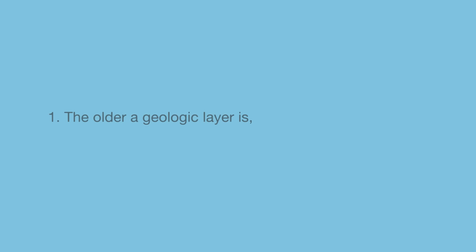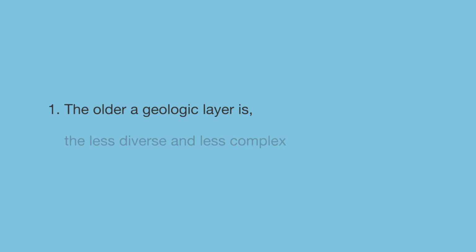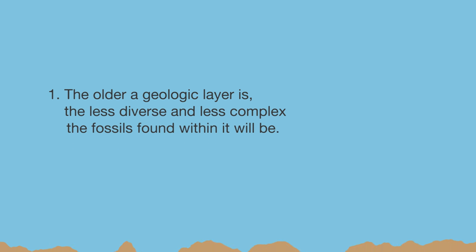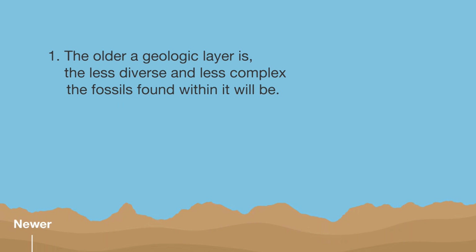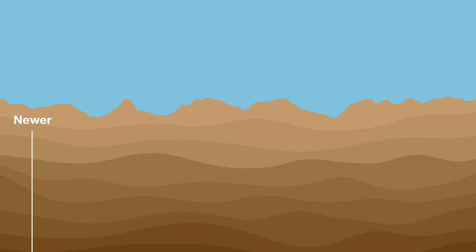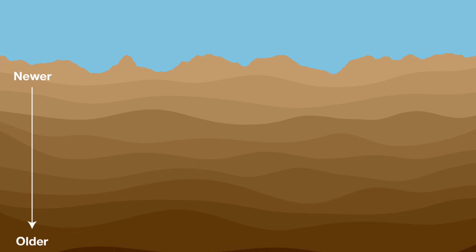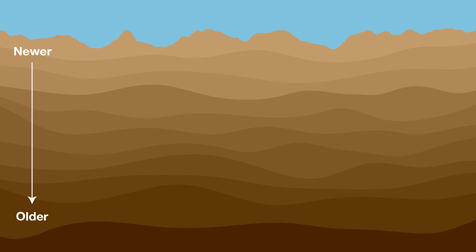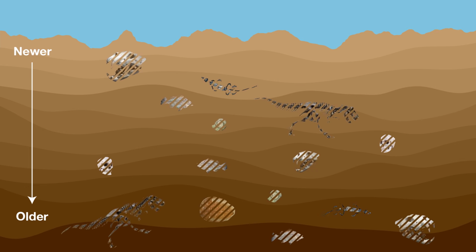The older a geologic layer is, the less diverse and less complex the fossils found within it will be. You see, over time, changes occur to the Earth's surface, and new layers of rock end up forming on top of older layers of rock. This means that, generally speaking, the deeper down you dig, the further back in time you go. If creationism were true, you'd expect to be able to find, on average, the same sorts of fossils wherever you look. But this is not what we find.